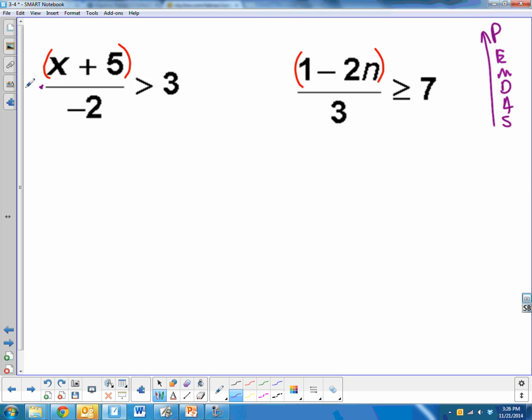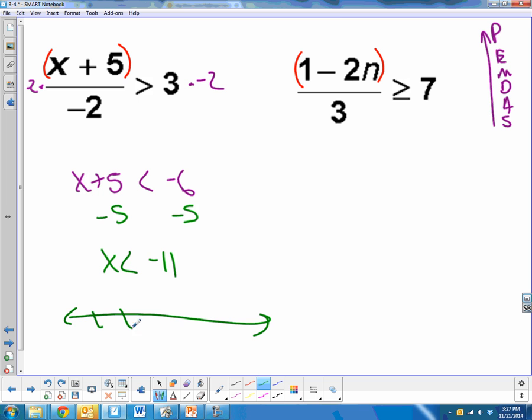So I do times negative 2, times negative 2. 3 times negative 2 is negative 6, and I still have the x plus 5 over here. But don't forget, if you multiply by a negative, you've got to flip that sign around. Now I'm going to get x by itself, minus 5 from both sides, and x is less than negative 11.